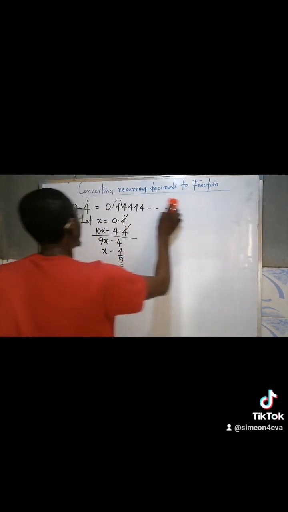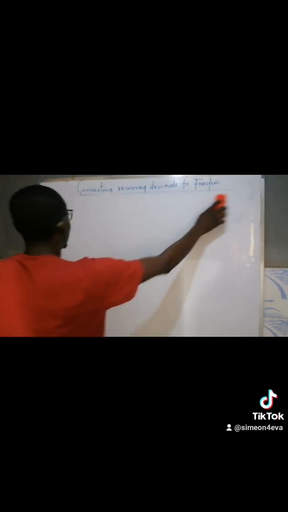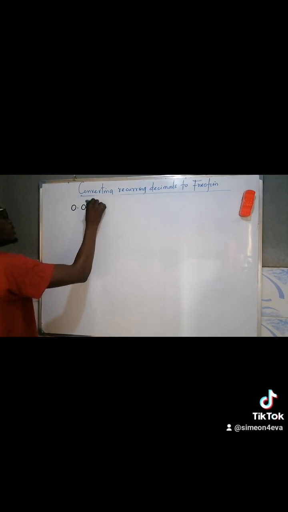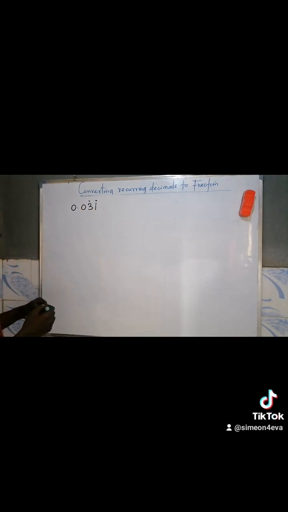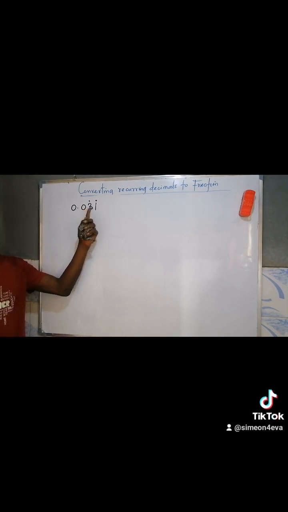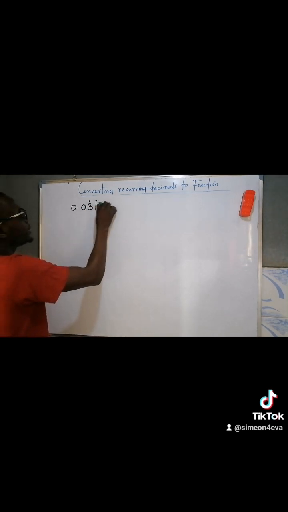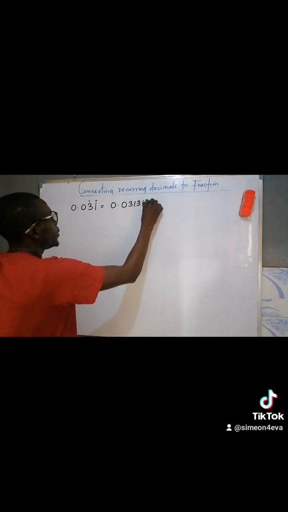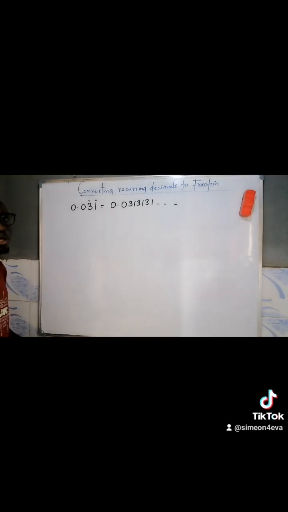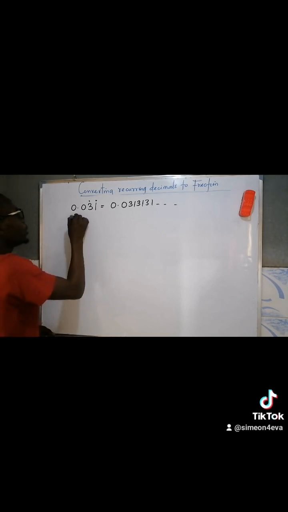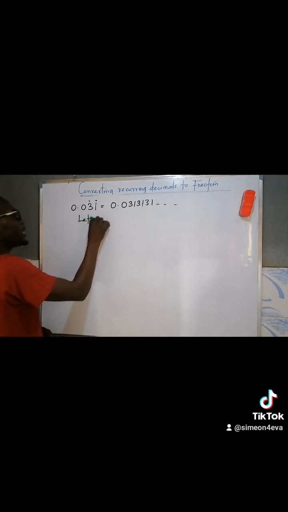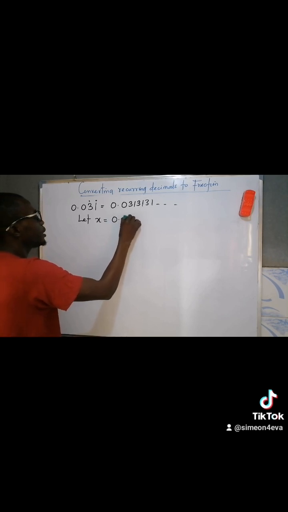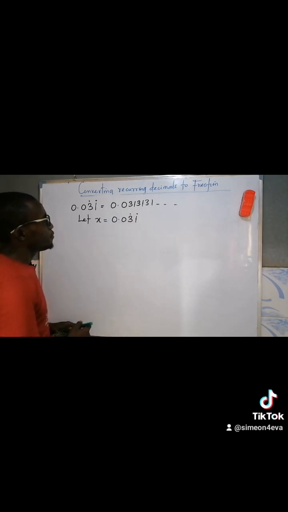Now let's look at another question on converting recurring decimals to fractions. If you have 0.031, you can now see here we have two recurring digits, 3 and 1. So if I want to write this, it is still the same thing as 0.0313131 and so on. So we have a whole lot of 31 there. So just as the procedure demands, let x be equal to 0.031. That's the first thing.